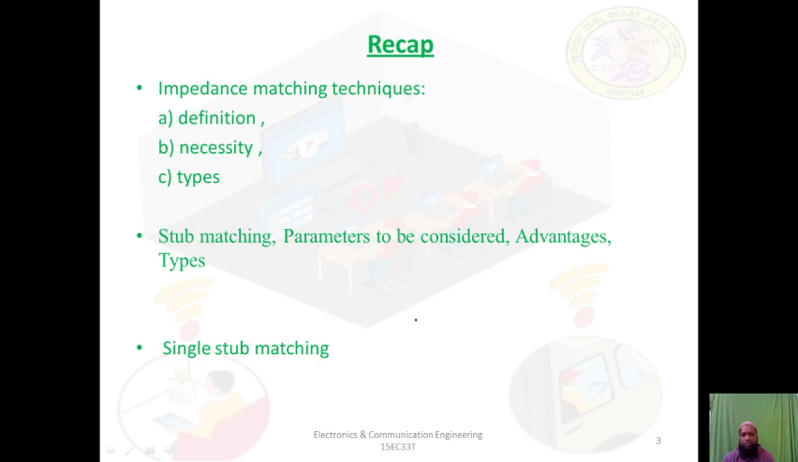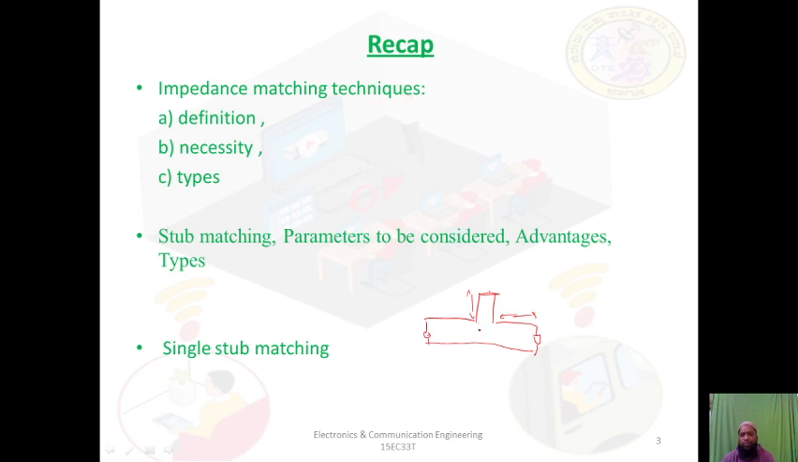So what can we do with this stub? We can connect it in series with the main transmission line. For example, this is the main transmission line, then we can connect a stub here. This is called a series connection. Here we have a load, and this is our source. So this is our stub, at a certain distance from the load, and it has some length. This stub can be, at the end, open circuited or short circuited.